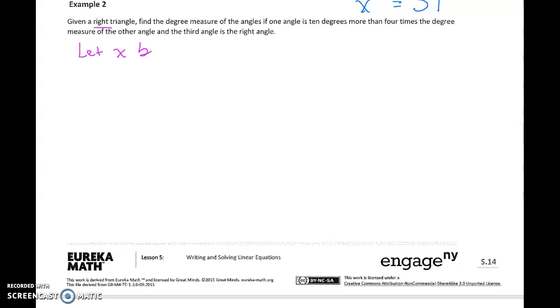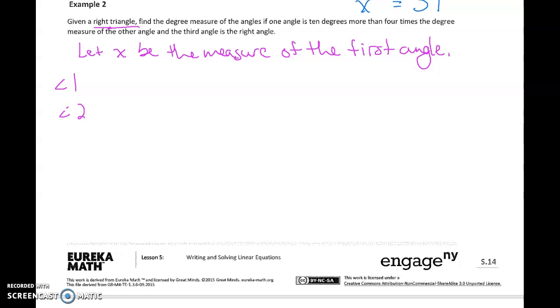Let x be the measure of the first angle. Guys, you've got to get started somewhere. Don't sell yourself short. You can do this. If this is a right triangle, I know there have to be 3 angles: angle 1, angle 2, and angle 3. Just start with things you know. Don't get caught up in all this wordage here. We're saying x is the measure of the first angle.